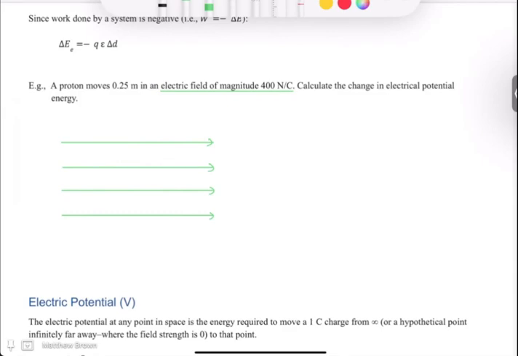And we've got a proton that moves 0.25 meters. So maybe our proton starts out here, and we can call this point A. Then it moves to point B, which we know is 0.25 meters away.